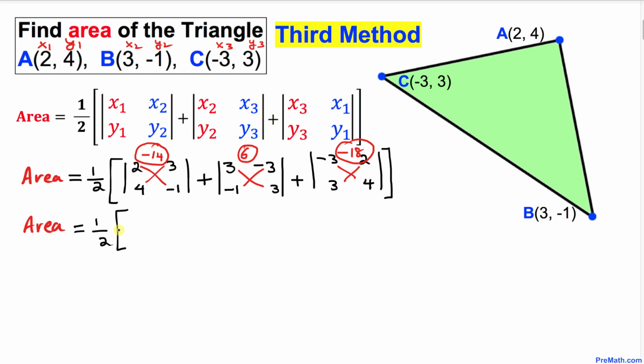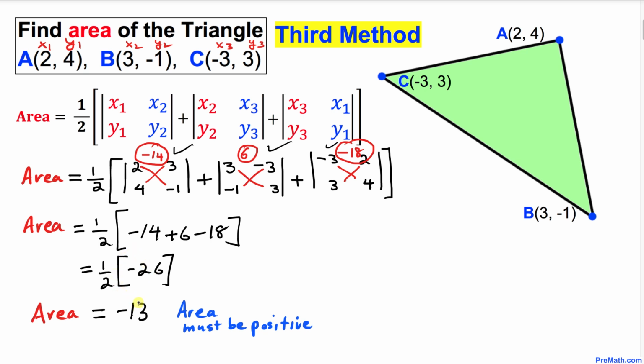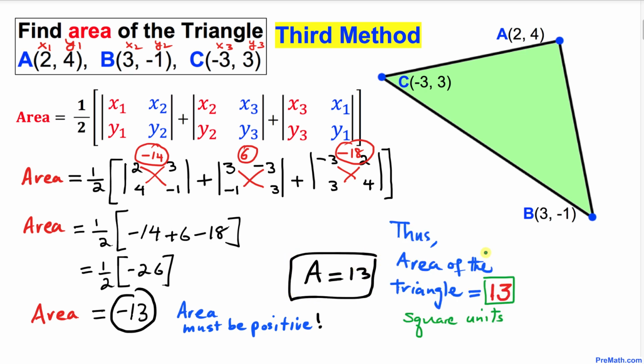So our area of the triangle is going to be a half times all these three numbers. Let's write it down. First -14, and then +6, and then -18. And here I have simplified everything, so area turns out to be -13, but we know that the area must be positive all the time, so that means this area is going to become simply +13. So thus the area of this triangle turns out to be +13 square units, and that's our answer.